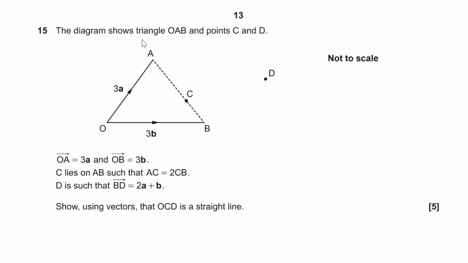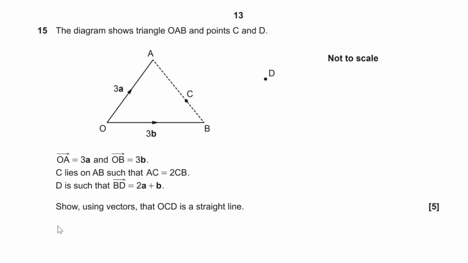Question number 15. The diagram shows a triangle OAB and the points C and D. The vector OA is equal to 3A, OB is 3B, and C lies on AB such that AC is equal to 2CB, and D is such that BD is equal to 2A plus B. And we have to show using vectors that OCD is a straight line. Well, what we need to do is find out what OC is and OD is, and if OC is a multiple of OD, then we can conclude we've got a straight line.